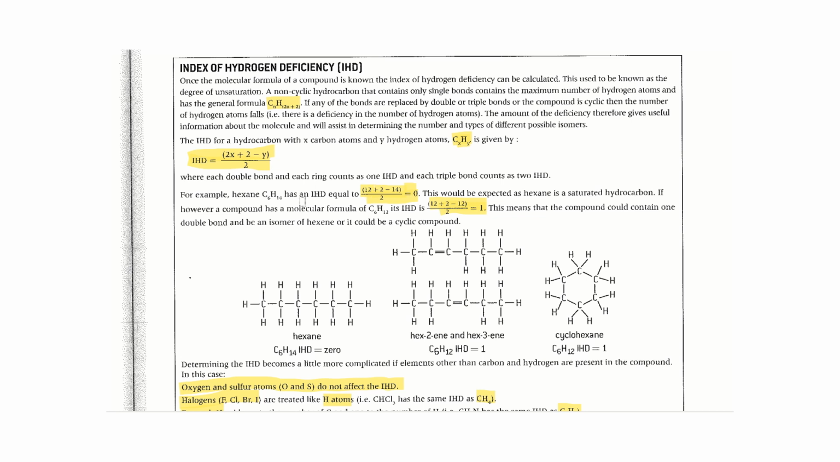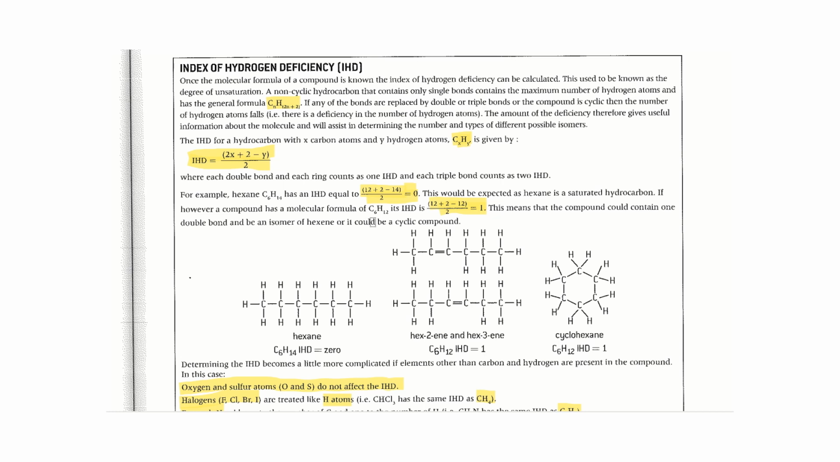So if I have hexane, which is C6H14, I have 6 carbons, so 6 times 2 is 12, plus 2, which is the alkane formula, minus 14, which is the number of hydrogen atoms that I have, divided by 2, which gives me 0. This is an expected result because I don't have any double bonds. So the IHD tells me how many double bonds at least I have, or whether I might have a cyclo molecule.